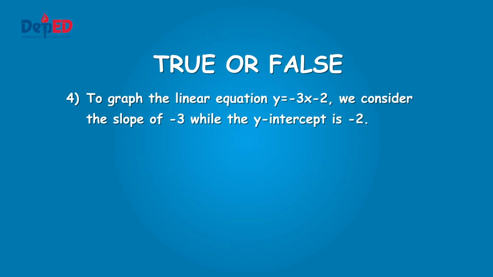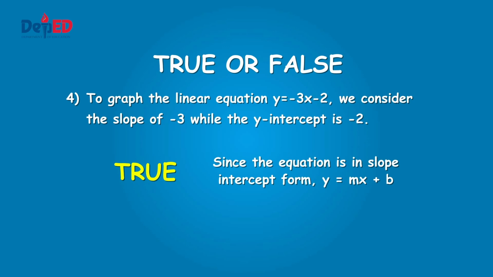Number 4, true or false? To graph the linear equation y = -3x - 2, we consider the slope -3, while the y-intercept is -2. This is true, since the equation is in slope-intercept form, y = mx + b. m is the slope, while b is the y-intercept.